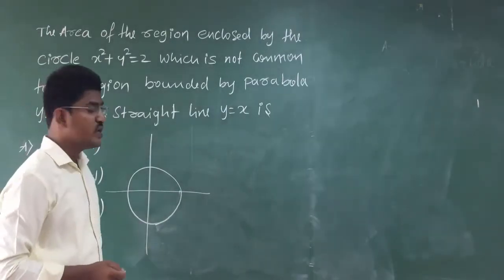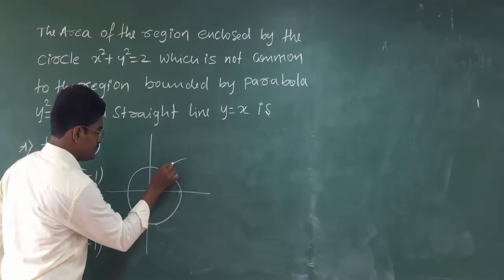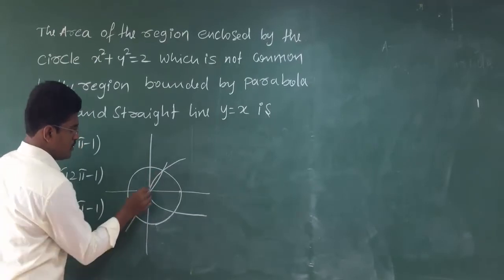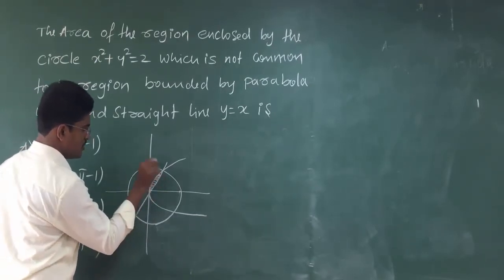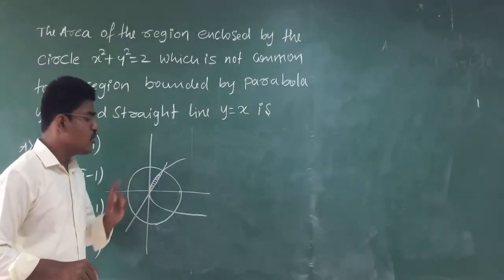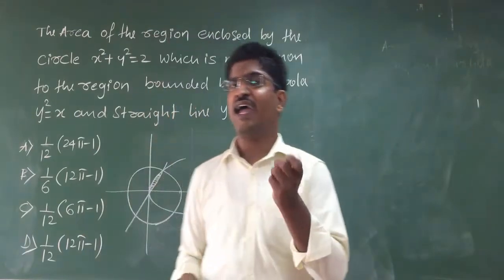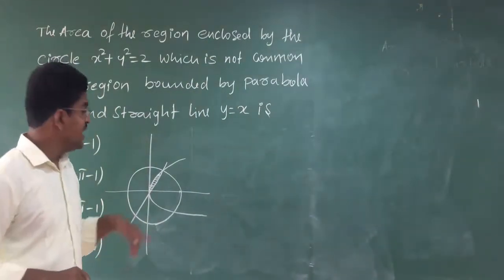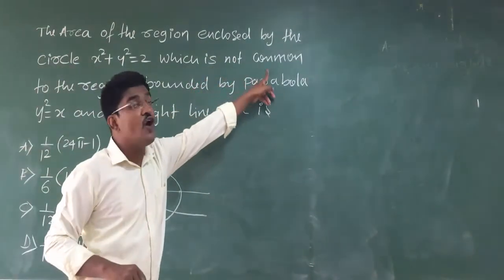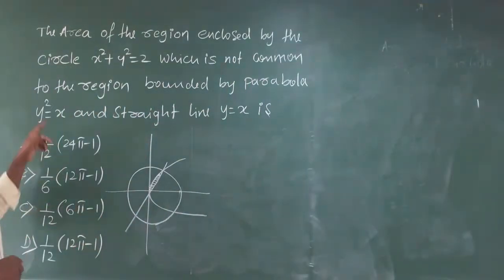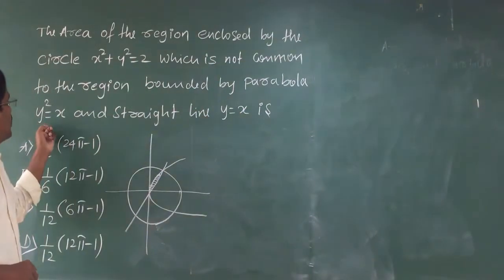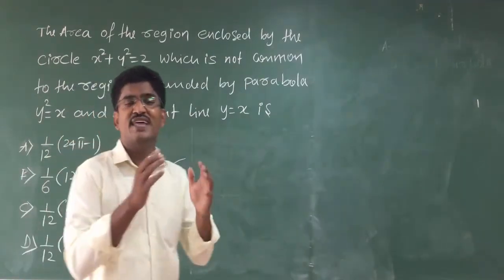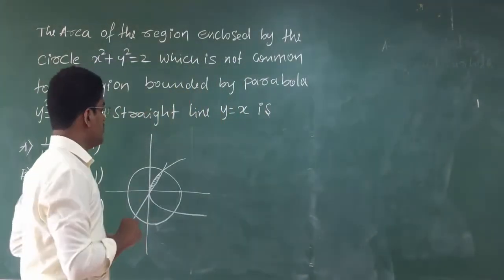In this circle, this is the common region bounded by the parabola and the straight line, but they don't need which is common. They need which is not common to the region bounded by the parabola y square equal to x and the straight line y equal to x. That means the region which I have shaded, they don't need. So how to simplify this?